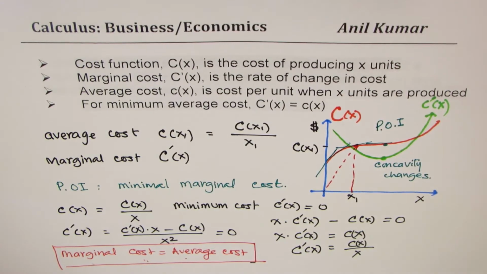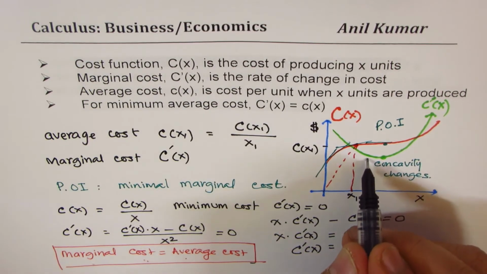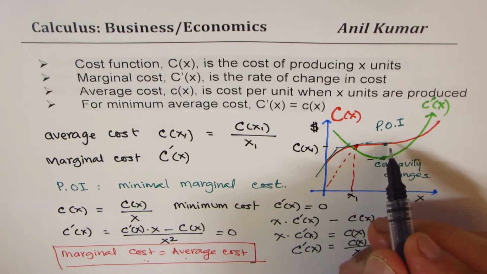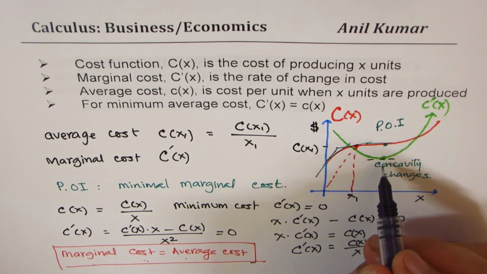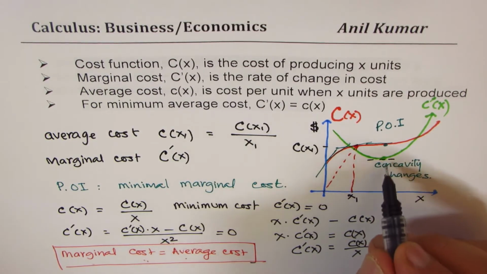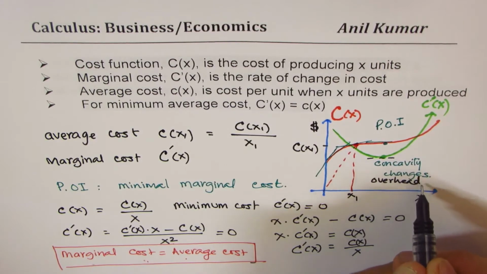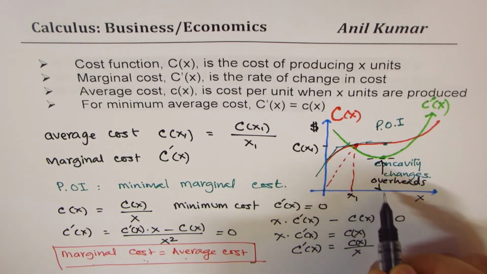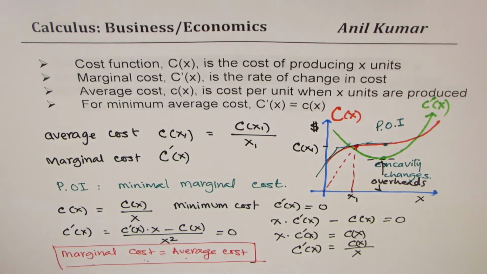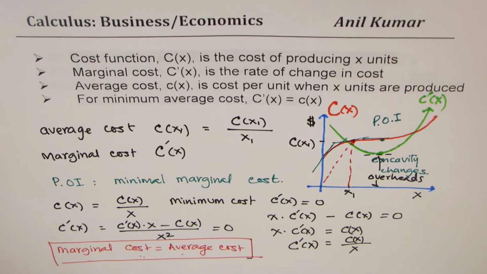This minimum cost is basically referring to overheads. So if you have this minimum, then it means the cost of producing an extra item is almost 0, but this refers to overheads. So when we are talking about business and economics, these terms become very critical to understand, right? So I hope all these terms are very clear to you.